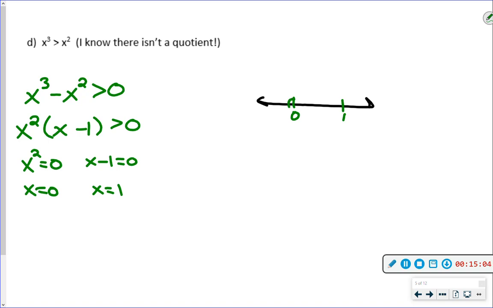Greater than, so open circle. And let's test. I'm going to pick a number to the left. Now, of course, we don't need our calculator to put -1 in. Doesn't matter, of course, if you do the original or the set to 0, doesn't matter. I'm going to use this guy. -1 cubed, I'm like, okay, I got it. -1 squared is +1. So you got to be careful there. You got -2. Is -2 greater than 0? Of course it isn't.